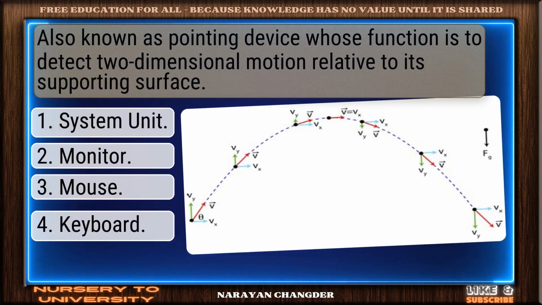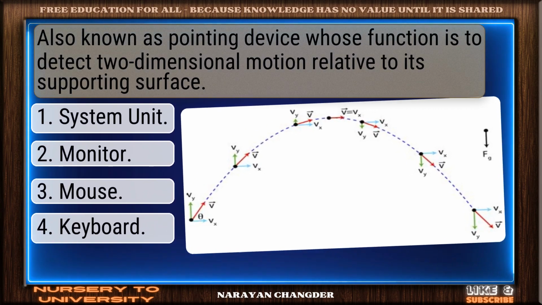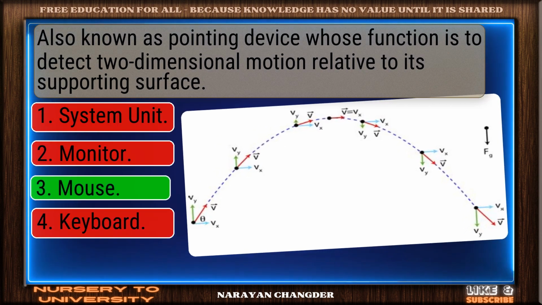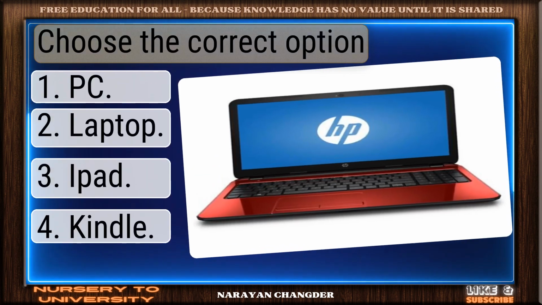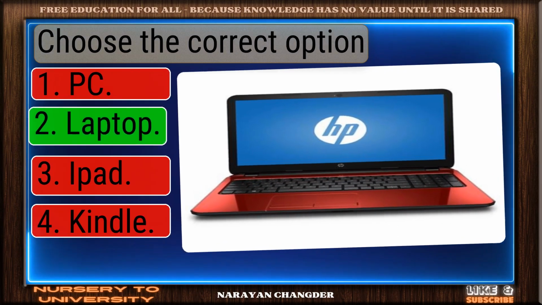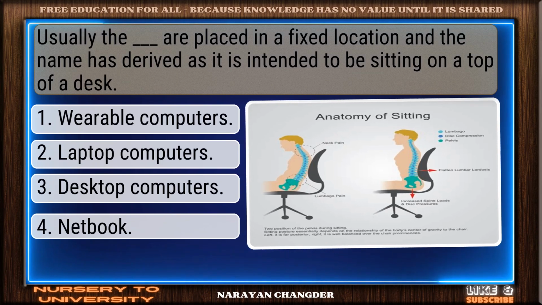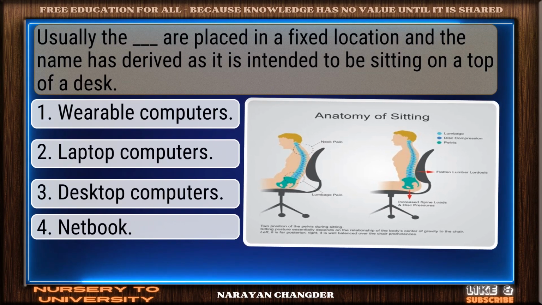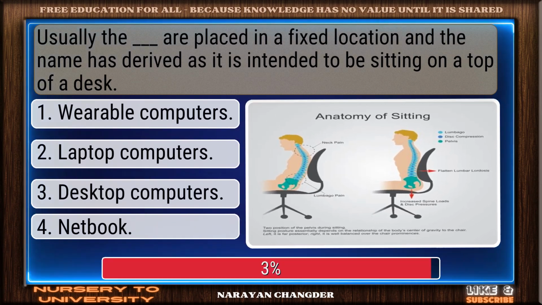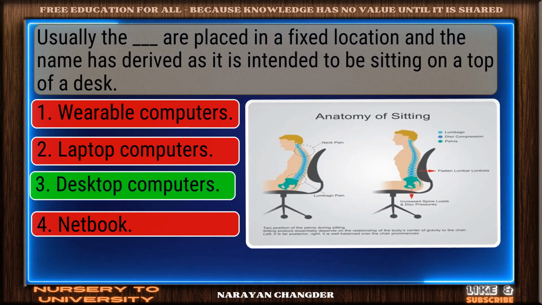Also known as pointing device, whose function is to detect two-dimensional motion relative to its supporting surface. Correct. Mouse is spot on. Choose the correct option. Perfect. Laptop is the one. Usually the dash are placed in a fixed location, and the name is derived as it is intended to be sitting on top of a desk. On track. Desktop computers is correct.